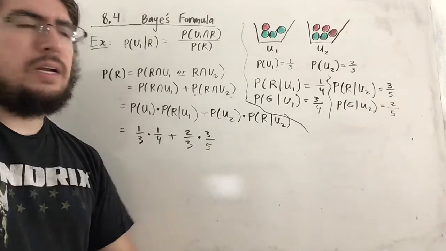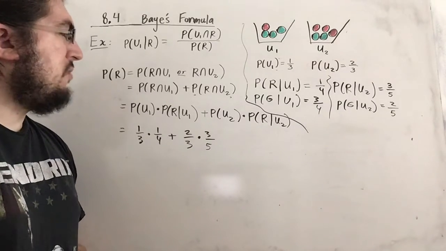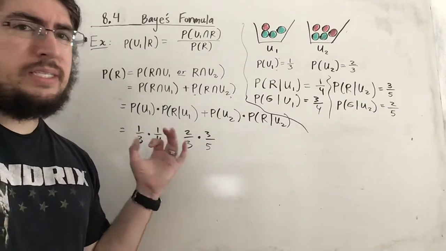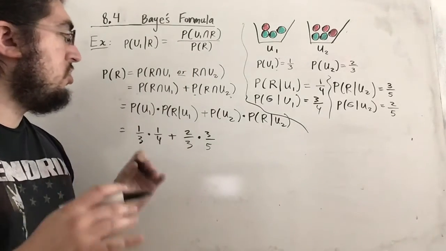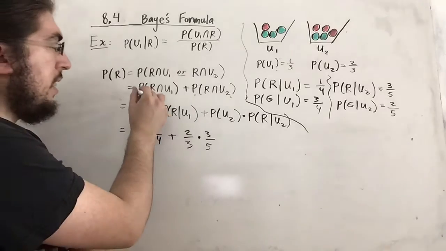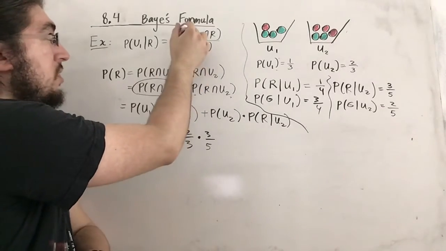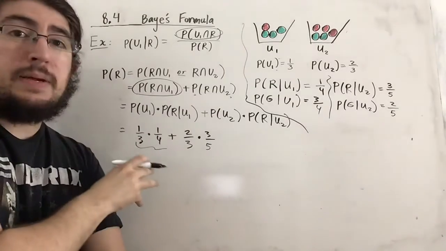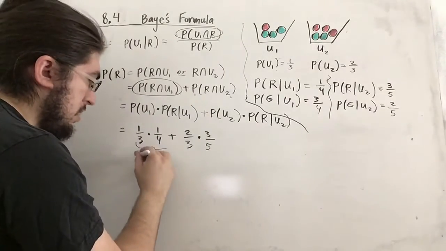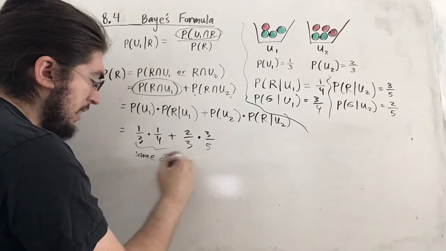That's basically what Bayes' formula kind of says, but remember, this is just for the denominator. We haven't even discussed the numerator yet. The good news, though, is that this right here coincides with the numerator, if you think about it. So this result here is going to be the same as the numerator. So let me note that: same as numerator.